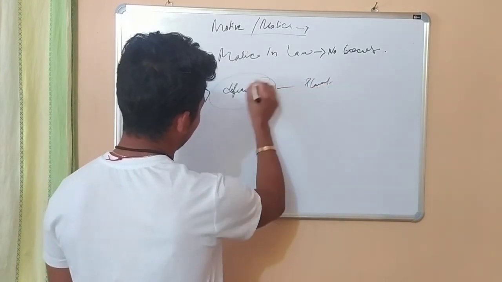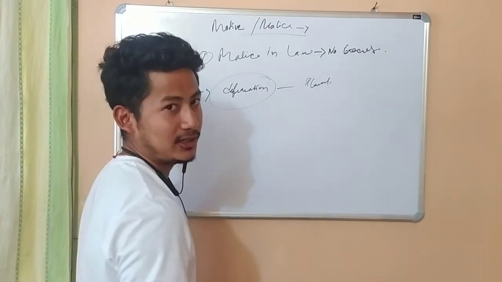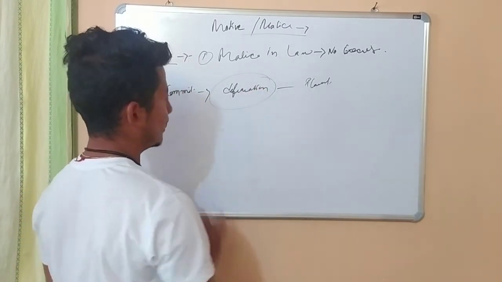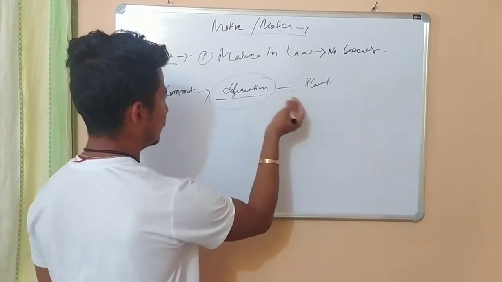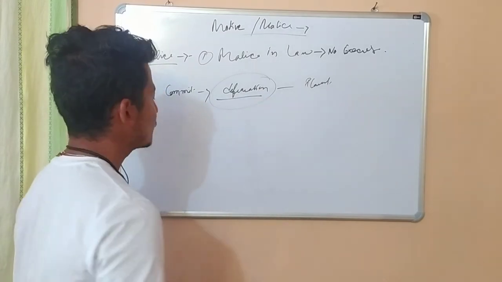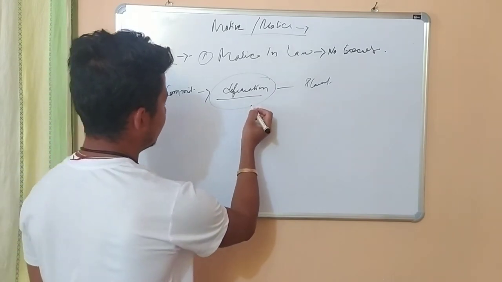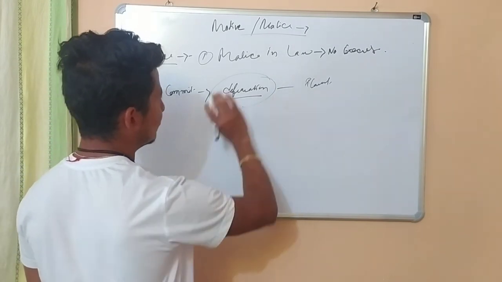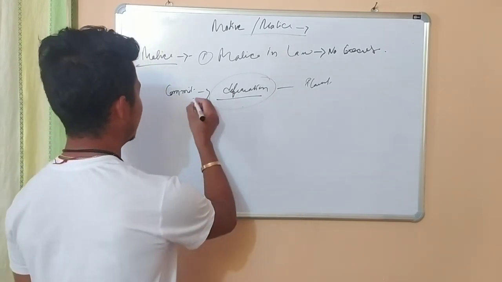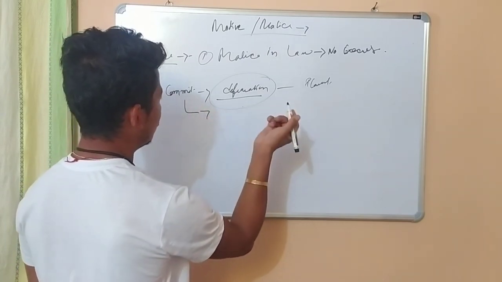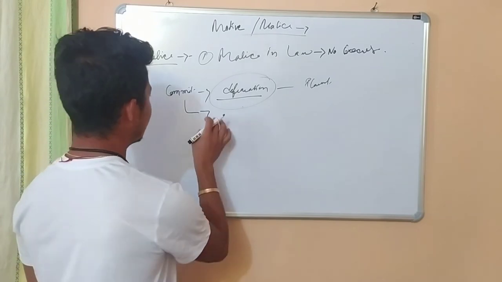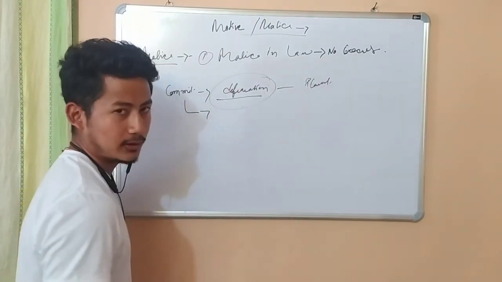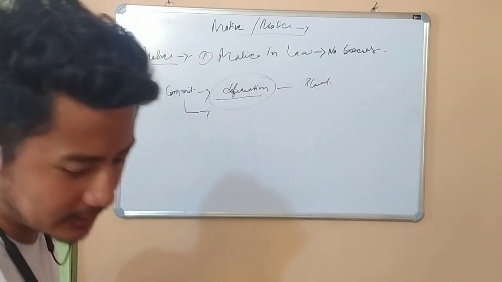Defamation is the violation of the legal right of the plaintiff, because everyone has a right to a dignified life. When you harm the dignity of a person, that is defamation. Since you have committed defamation, you will be held liable and responsible, regardless of whether you had knowledge or not, or whether your intention was good or bad. That is completely irrelevant. So that's malice in law. Now we'll see malice in fact.